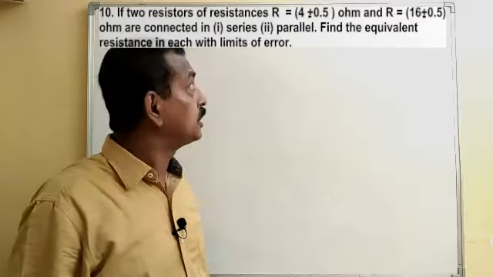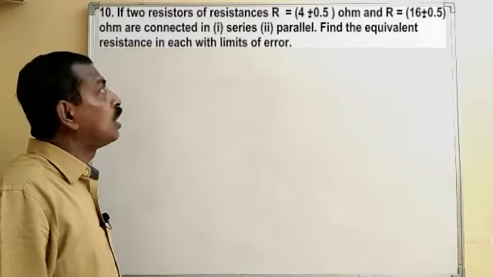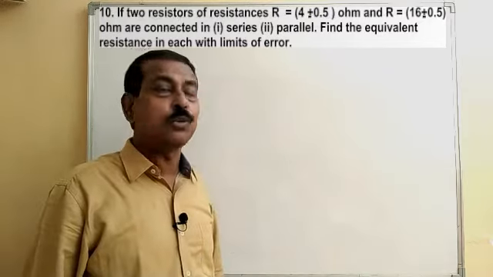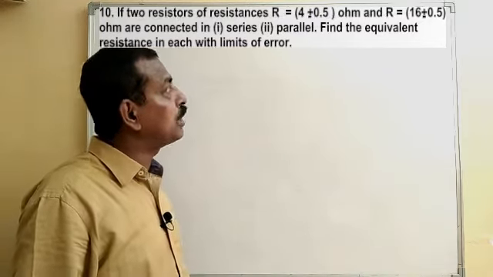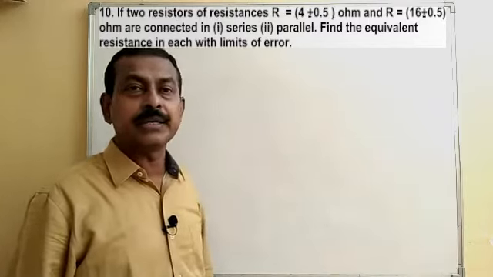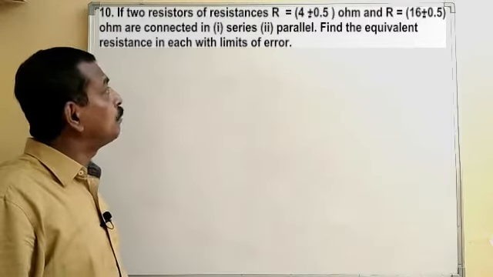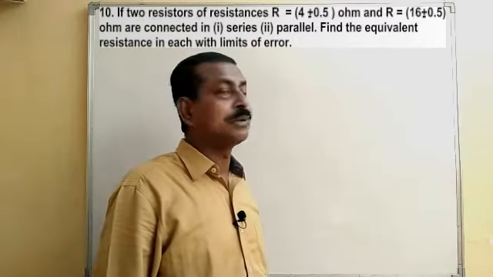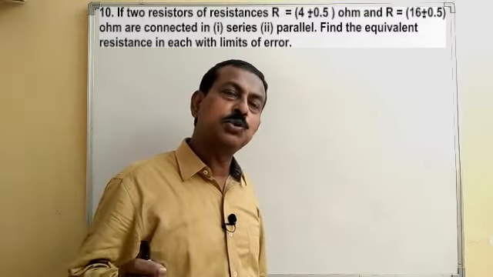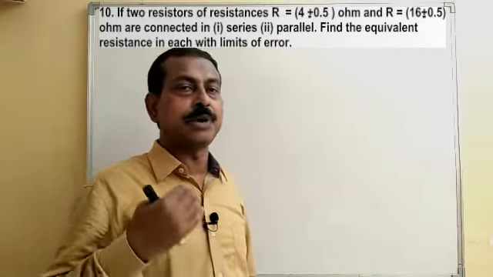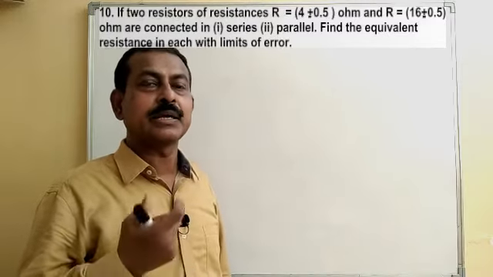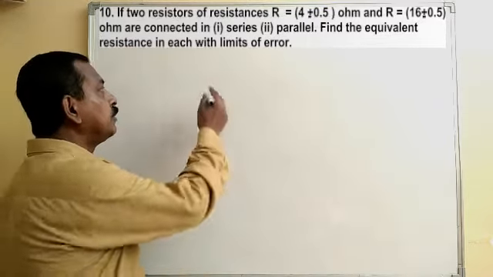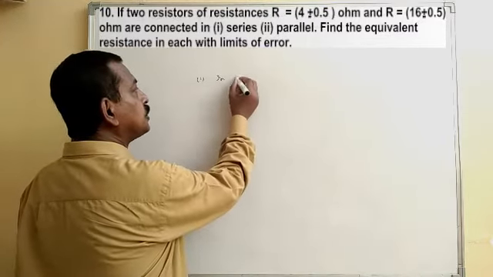Now let's take this question. If two resistors of resistances R1 equals 4 plus minus 0.5 ohm and R2 equals 16 plus minus 0.5 ohm are connected, one in series and the second in parallel, find the equivalent resistance in each case with the limits of error. You have to find the equivalent resistance when they are connected in series and when in parallel. So first, let's take series.